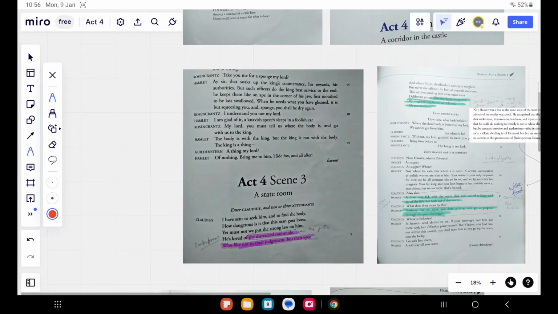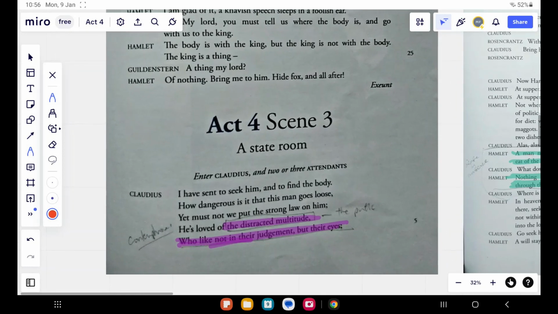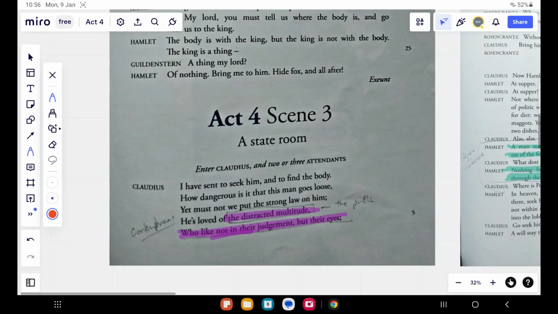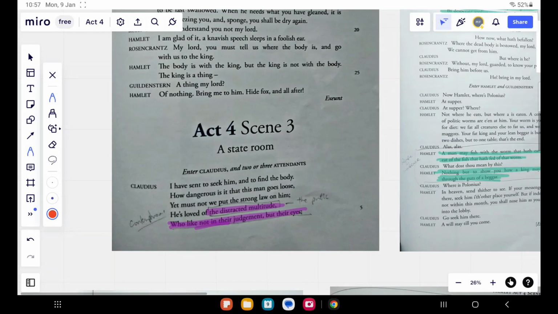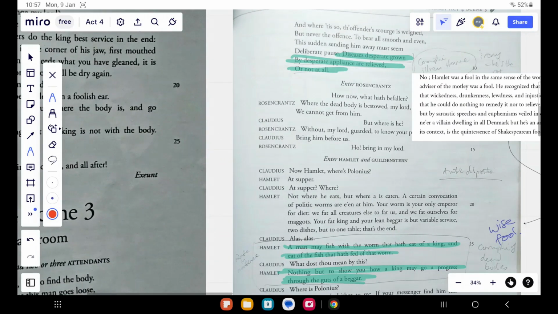Okay, let's move on. Again, one interesting bit of characterization is we learn Claudius's contempt for the hoi polloi, the public. "He's loved of the distracted multitude, who like not in their judgment but their eyes." It's quite interesting, isn't it, the way that's so dismissive of why the public would like Hamlet, because he's handsome, his physical appearance, the distracted multitudes. This suggests a contempt there for the way the public behave.